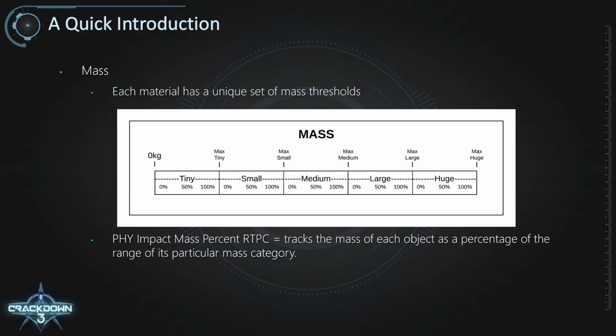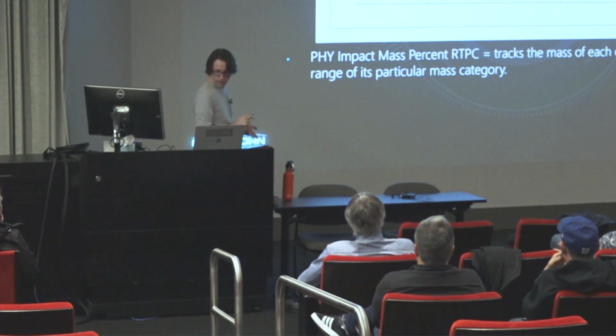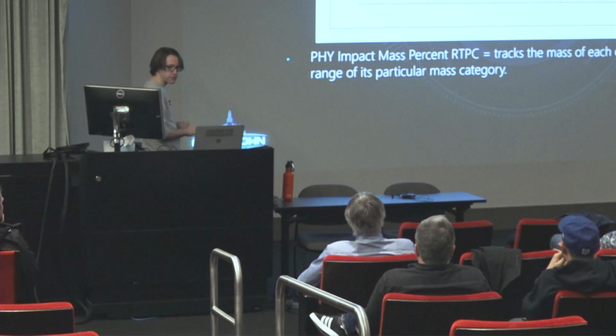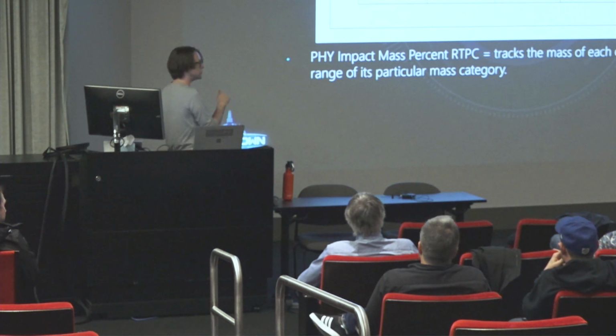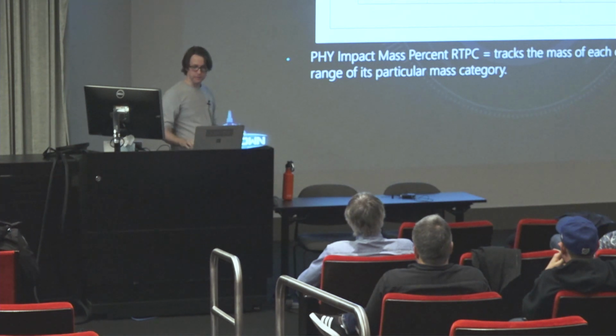All right. The next switch is mass. Each material type has a unique set of mass thresholds that determine which mass category a particular Havoc body or GPU object falls into. We also then track the mass of the object as a percentage of the range of the values within its mass category. And this value drives an RTPC called phi impact mass percent, which is used to scale pitch and voice volume and makeup gain. And that helps us give an additional gradient from the smallest to largest object rather than just having a 5-increment stepped system.